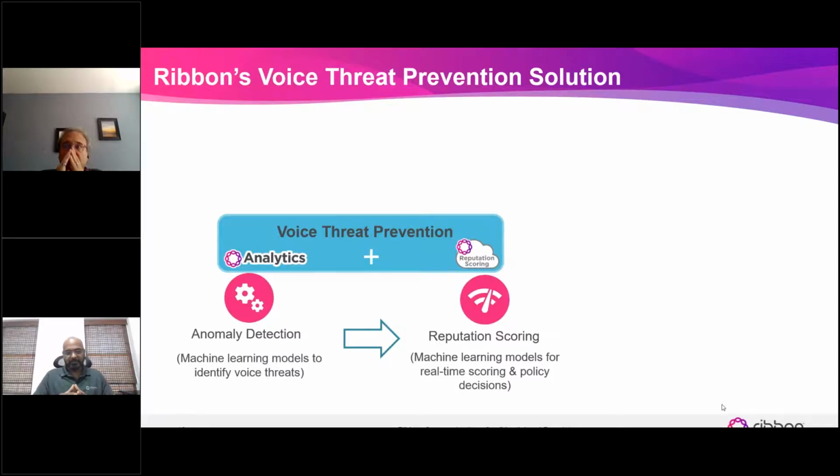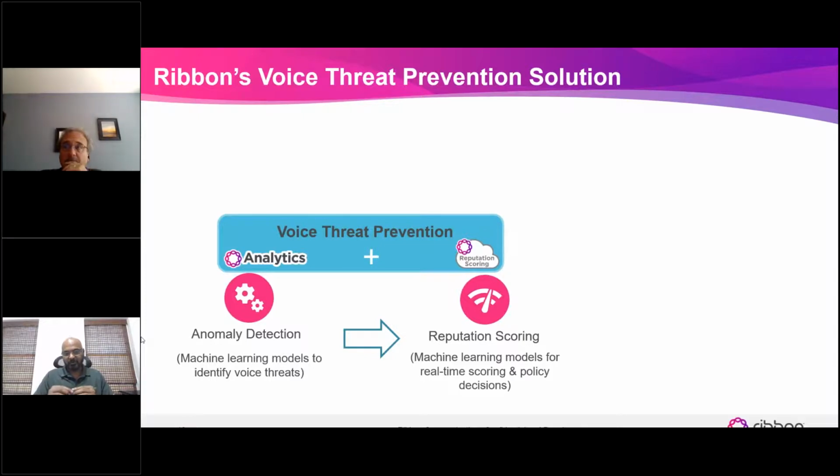The second pillar is what we call reputation scoring. It's not just enough to detect anomalies. We need a way to calculate metrics based on the anomalies and come up with real-time scores that can then be implemented or enacted in the network. So anomaly detection is the function that detects and brings to the fore what the issues or anomalies in the network are, but then that needs to be converted to real-time scoring, which can then be acted upon. In the case of Ribbon, we call it a product called reputation scoring.